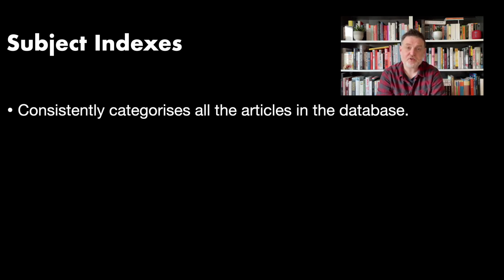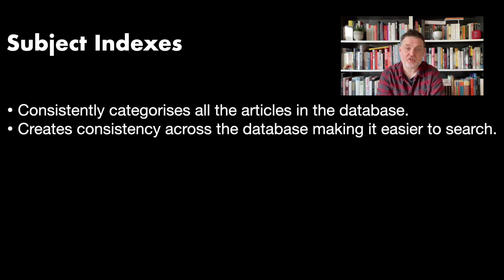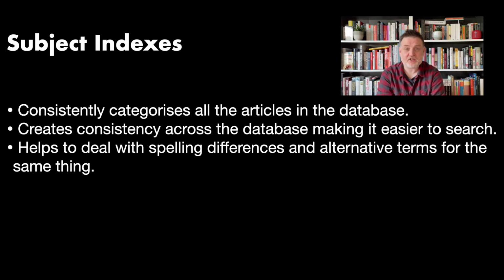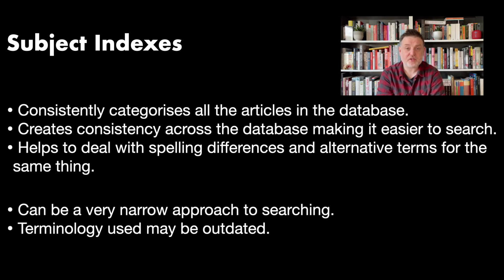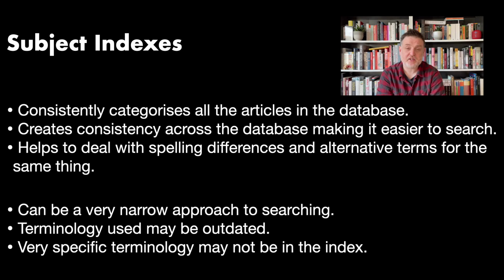An effective strategy to start off with when using the databases is to use the subject indexes. Databases use subject indexes to help categorise the contents of the database. A bit like tagging in social media, subject indexes help to connect together all the articles on the same topic. By applying these subject terms consistently right across the database, it makes it much easier to find all of the articles on a particular topic. Subject terms also have the advantage of helping you to eliminate variations in spelling and can cover for different synonyms because everything will be categorised with the same term regardless.